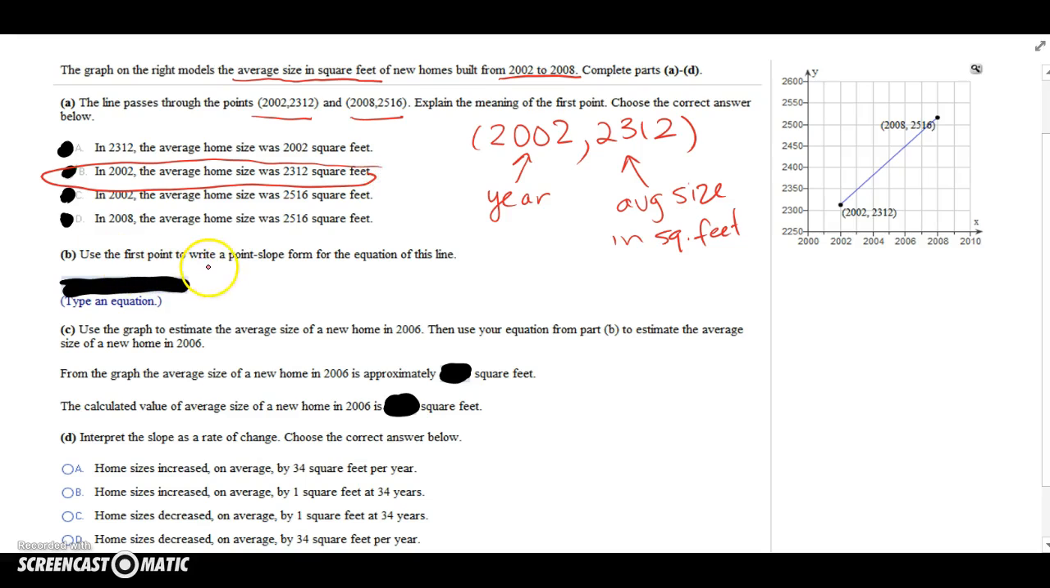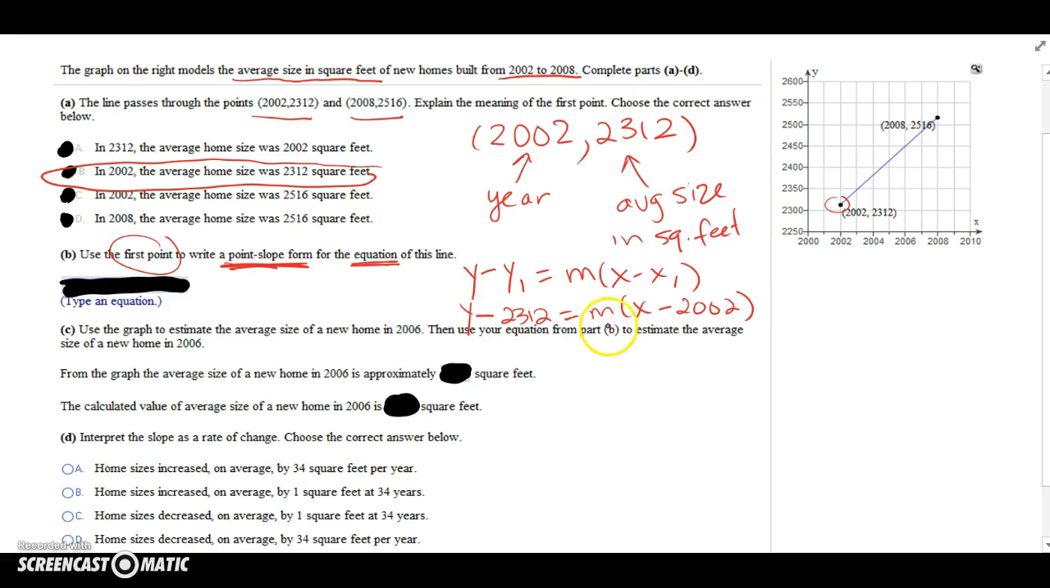Next one says, use the first point to write a point slope form of the equation of the line. So two keywords, point slope and equation of the line. Point slope form, remember, is y minus y1 equals m times x minus x1. So I need to have a point and I need to have a slope to use. Well, we already know the point. It said use the first point, and here's the first point. So I can plug that in for my y-coordinate, 2312, and I can plug the 2002 for my x-coordinate. However, I'm not done because I don't know what the slope is, so I need to go determine the slope of this line as well.